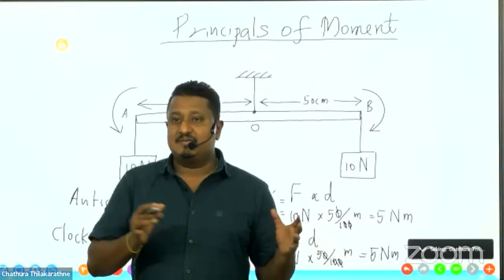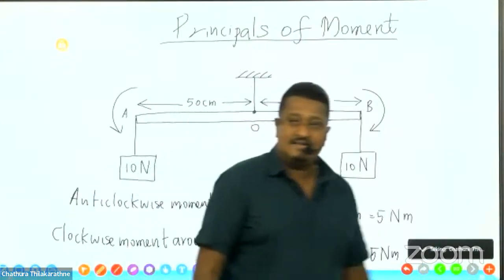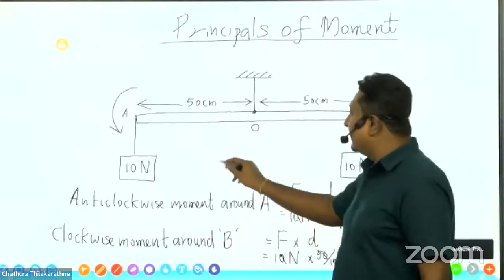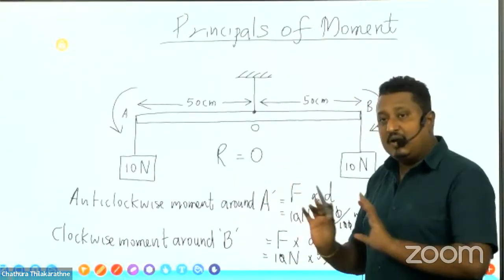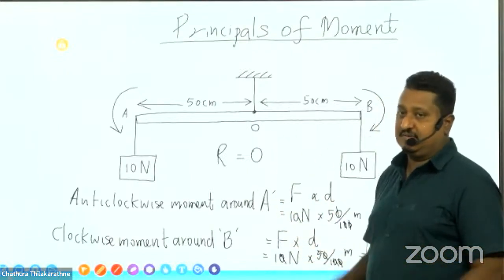Then the resultant will be 0. What is the resultant of this system? 0. When the resultant becomes 0, there is no linear motion of this object.